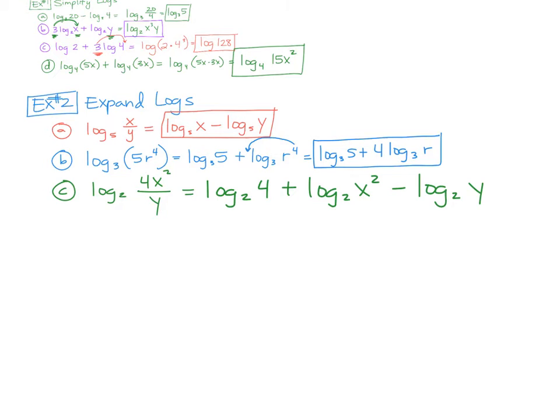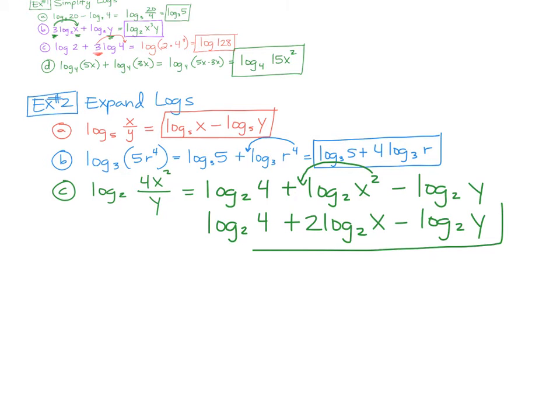The only thing you need to do with that, this will stay the same, log base 2 of 4, plus, we're going to move this 2 out in front. 2 log base 2 of x minus log base 2 of y. That would be your answer. Okay?